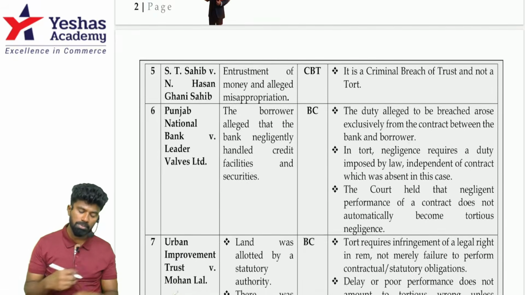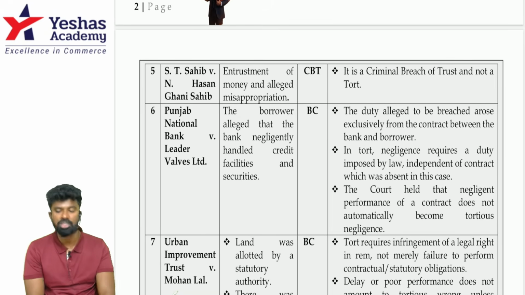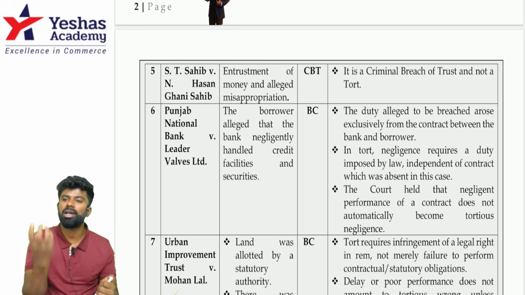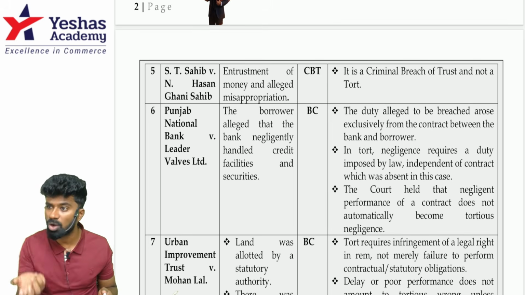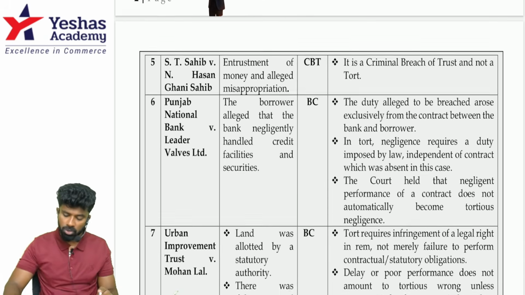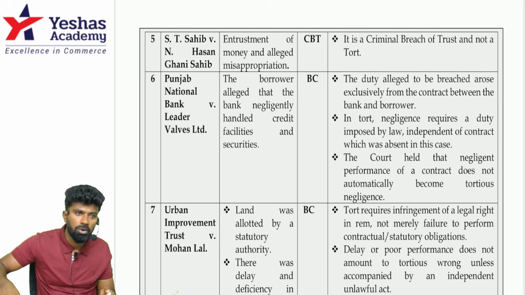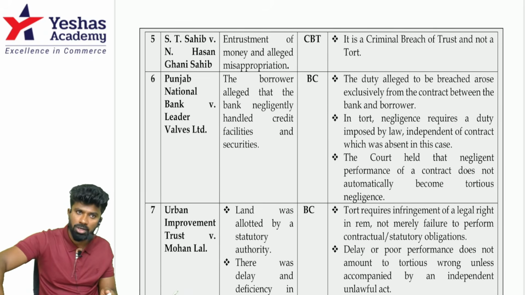Next one. Punjab National Bank versus Leader Wells Limited. The borrower alleges that bank negligently handled credit facilities and securities. Is it a breach of contract or a tort? Breach of contract. Negligently handling the assets is considered as what? Breach of contract. Not a tort. Not a what? Because the wrong is happening out of contract. Out of what? Contract. Contractual terms.